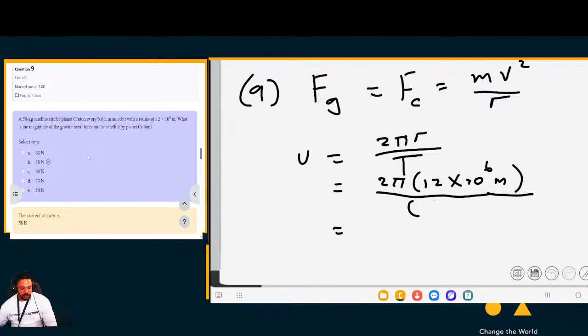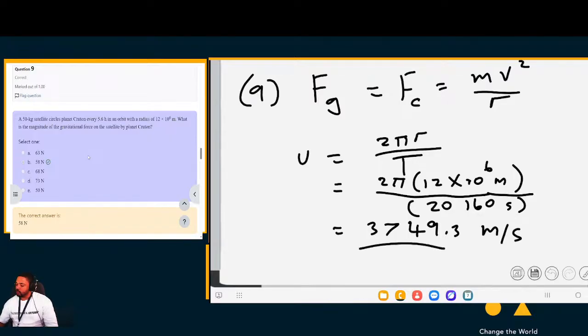Now if we convert 5.6 hours to seconds, it becomes 20,160 seconds. That's the number of seconds in 5.6 hours. If you work this out, we get an answer of 3,749.3 meters per second. This is how fast this satellite is orbiting the planet Crouton. Now, we have the velocity here. We just worked it out.